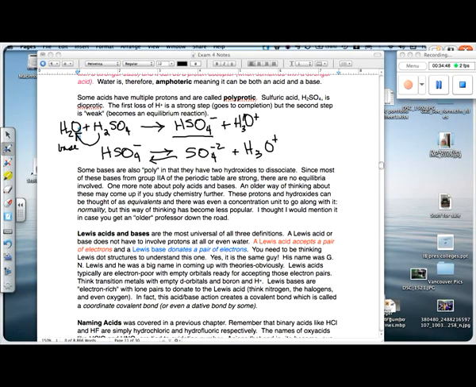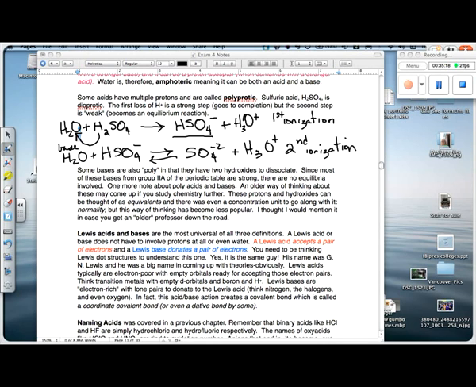If I put water on this side. So polyprotic acids lose the hydrogens one at a time. Sulfuric acid is a strong acid, but it's only strong for losing the first hydrogen. So we would call this the first ionization, and we would call this the second. And this can be quantified, and you will do that in 132.